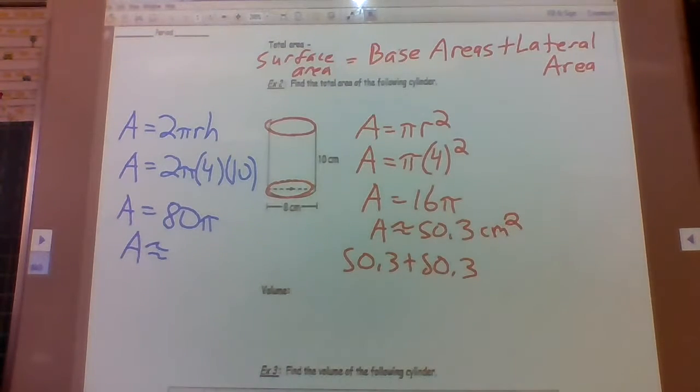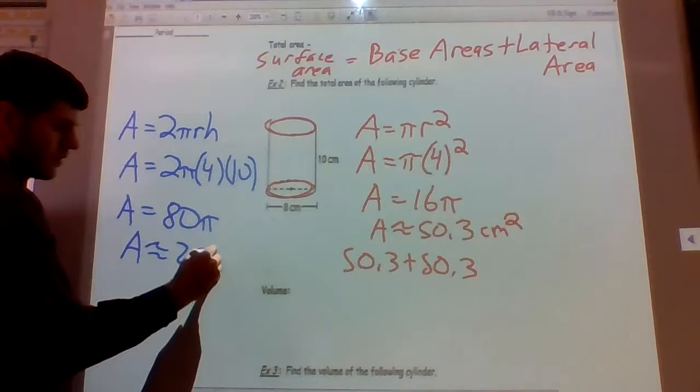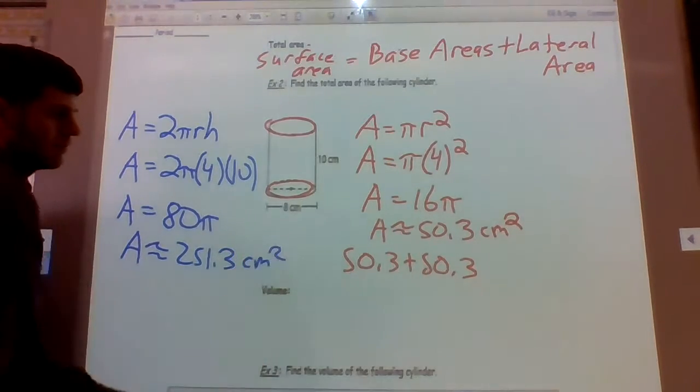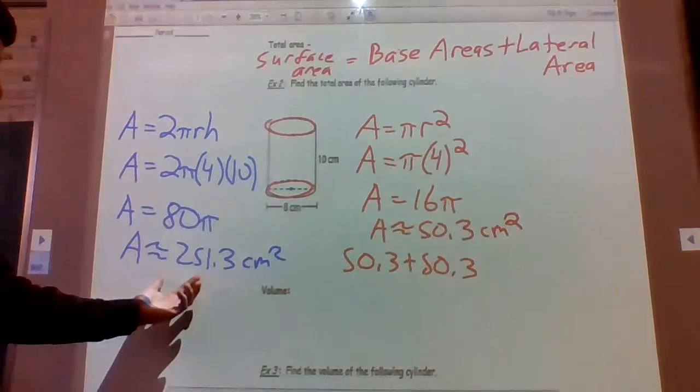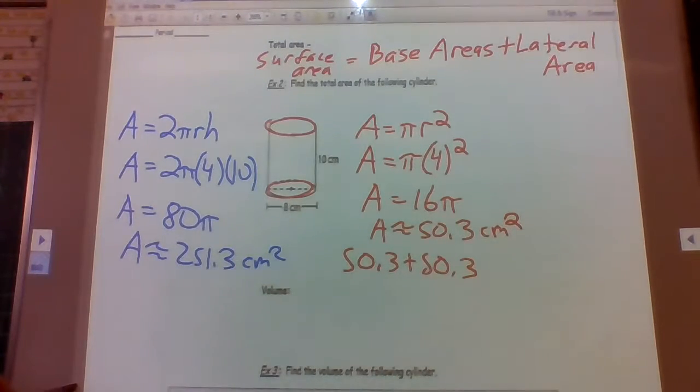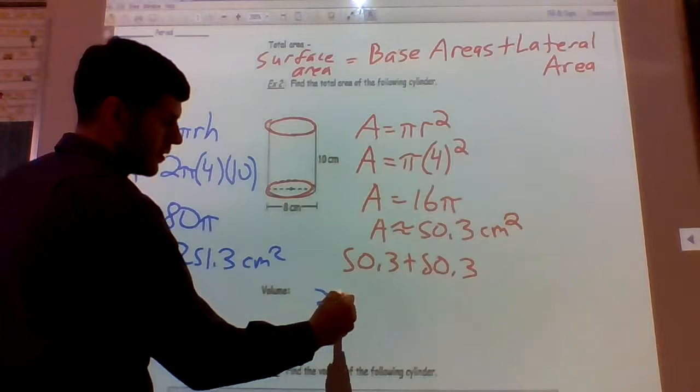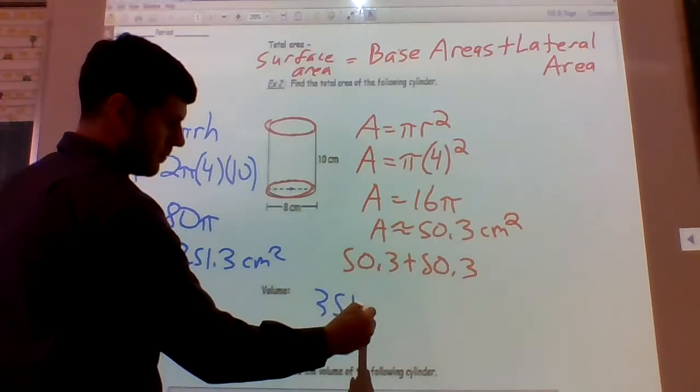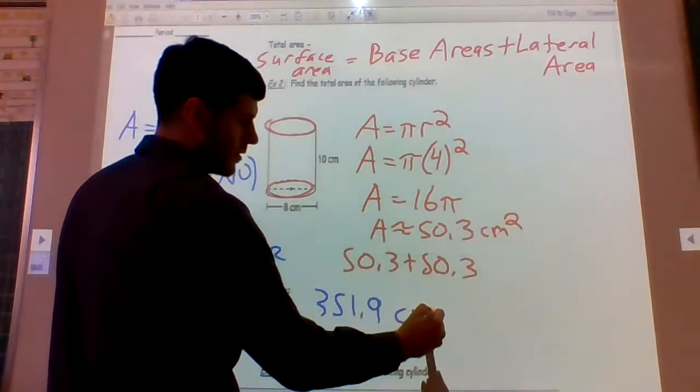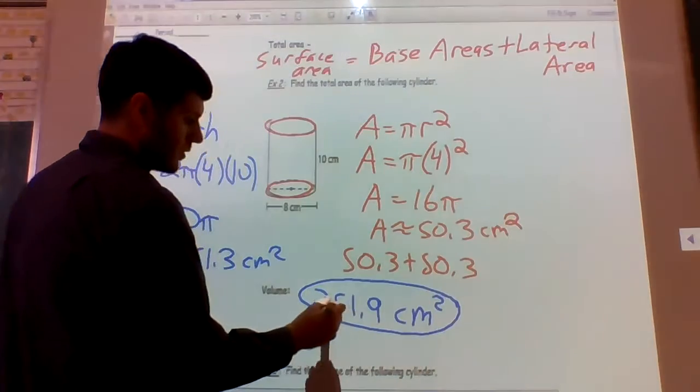251.3 centimeters squared. So here are the two base areas, here's the lateral area, and we add them together. 50.3 plus 50.3 is 100.6, and then 100.6 plus 251.3 should give us 351.8 centimeters squared. So that is our total area.